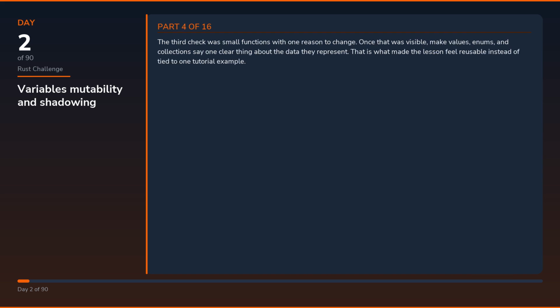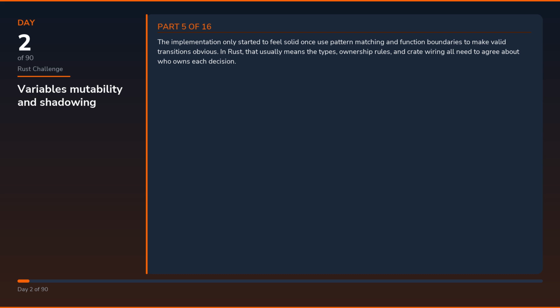The third check was small functions with one reason to change. Once that was visible, make values, enums, and collections say one clear thing about the data they represent. That is what made the lesson feel reusable instead of tied to one tutorial example. The implementation only started to feel solid once I used pattern matching and function boundaries to make valid transitions obvious.